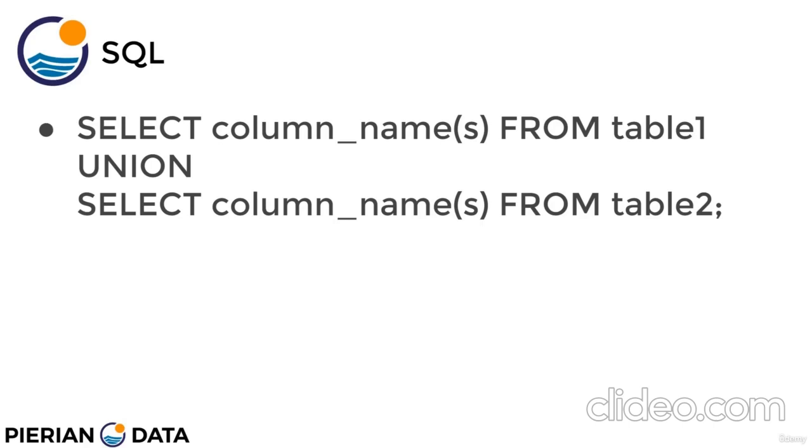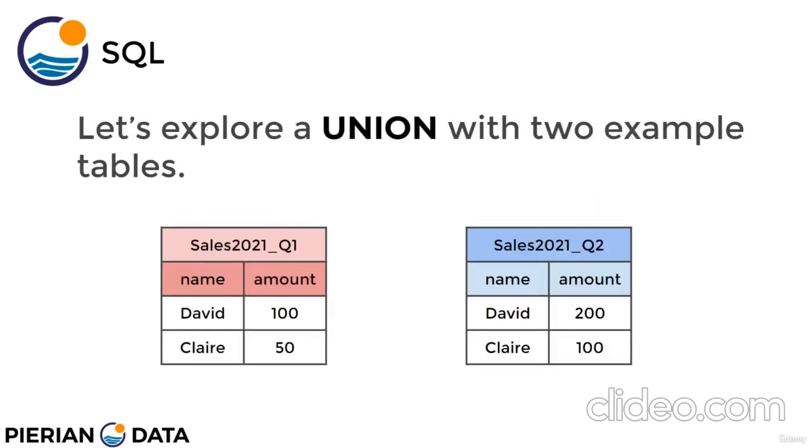Let's go through a simple example. Let's imagine we have these two example tables, and what we're doing is organizing the sales per year per quarter. I have one table with my first quarter sales for the year 2021, where David sold 100 and Claire sold 50.